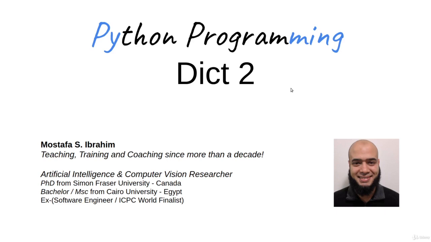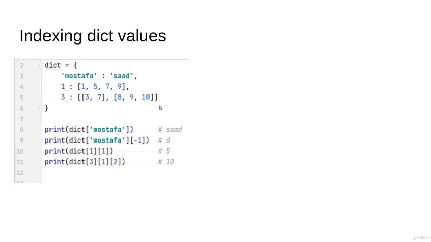Let's continue our discussion about the dictionary. Indexing. Indexing should be straightforward, but it's good to notice it. Here we are defining a dictionary that has a key Mustafa mapped to the value Saad, and key 1 and key 3. Key 1 has a list, key 3 has a list of lists. Now, if you wrote dictionary of Mustafa, it would give you the string Saad.